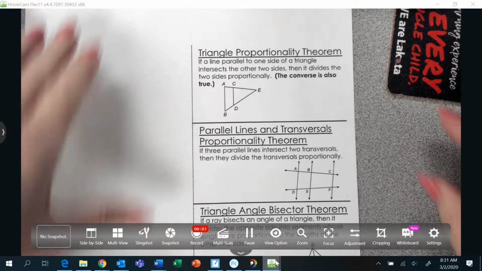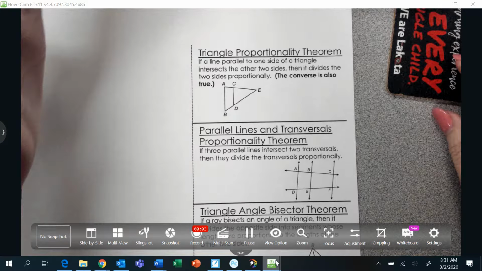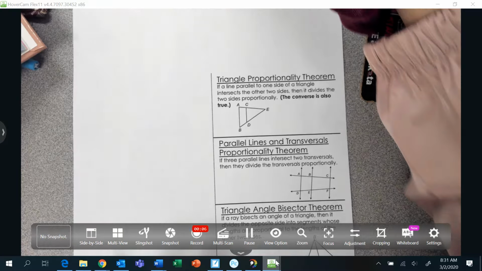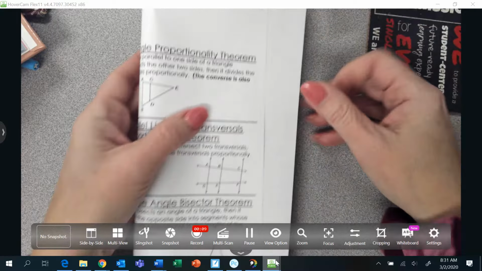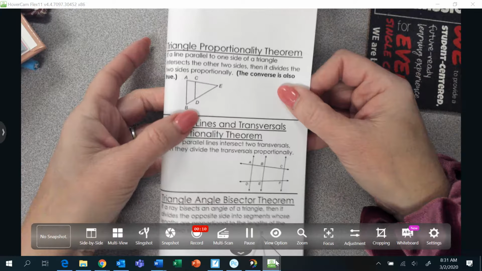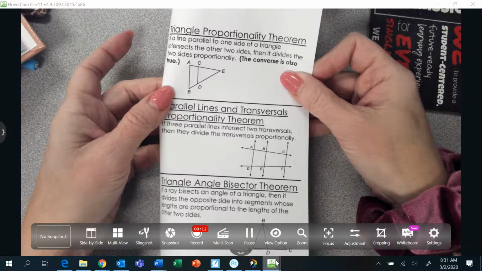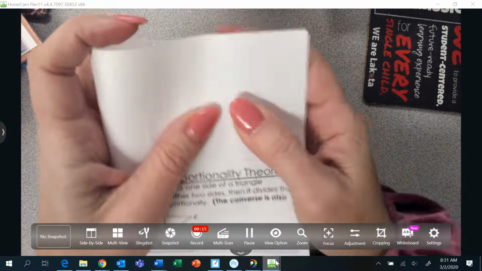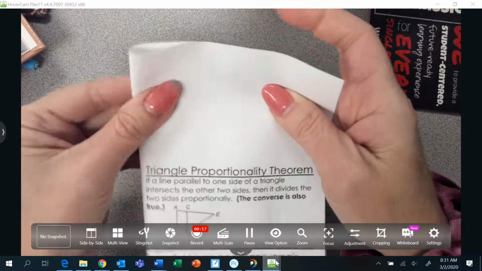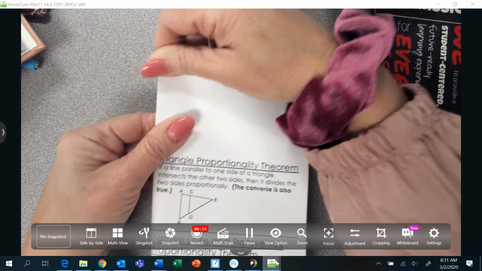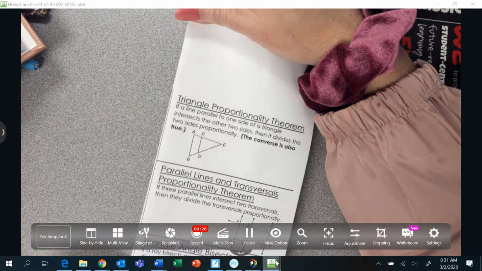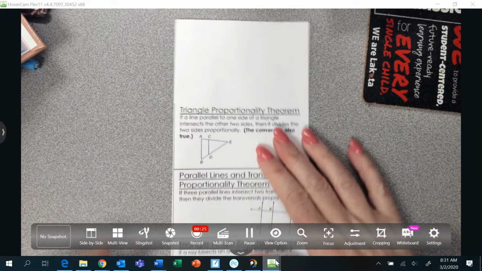Right, so you guys are making a booklet. You're going to fold it in half this way. If you want to say I'm doing it, I'm doing it this way. We have a booklet.